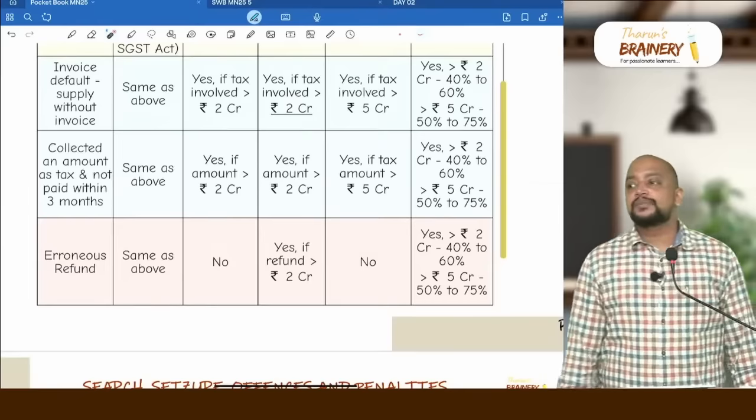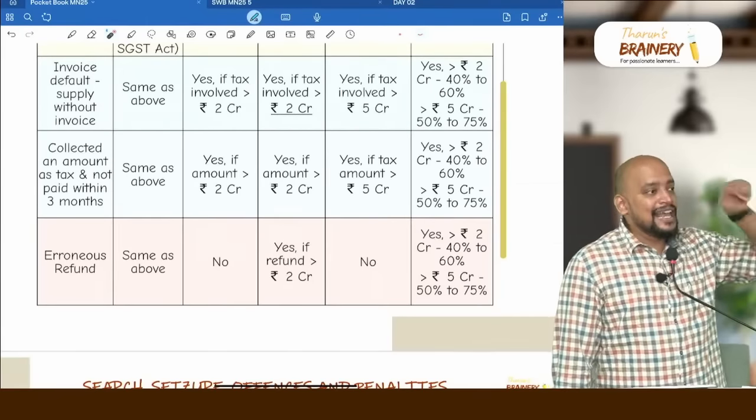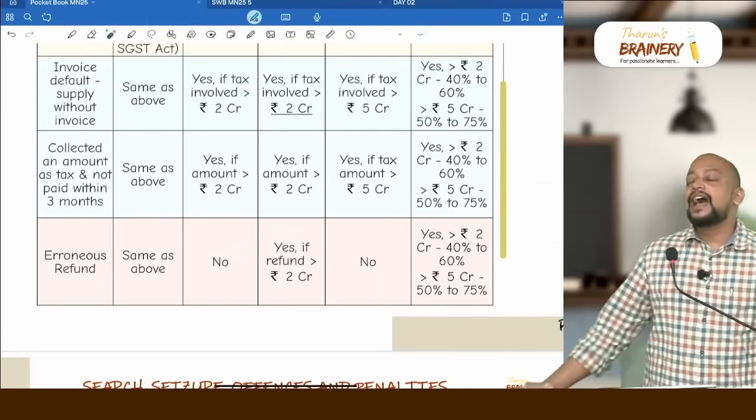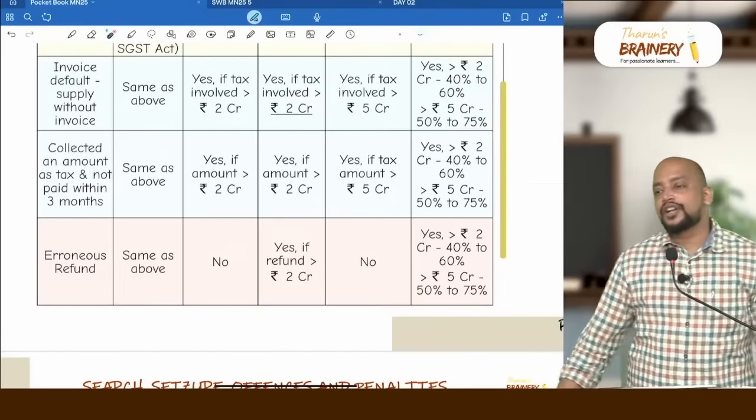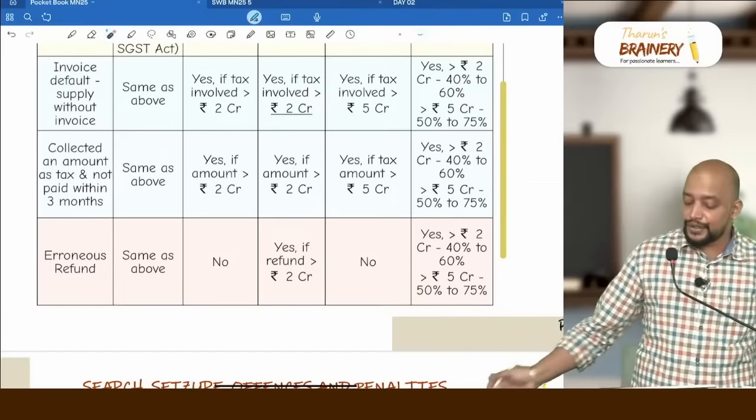No, because cognizable and non-bailable applies only to ITC; erroneous refund is not in that list. And what will be the compounding fee? Same: more than 2 crores, 40 to 60; more than 5 crores, 50 to 75.